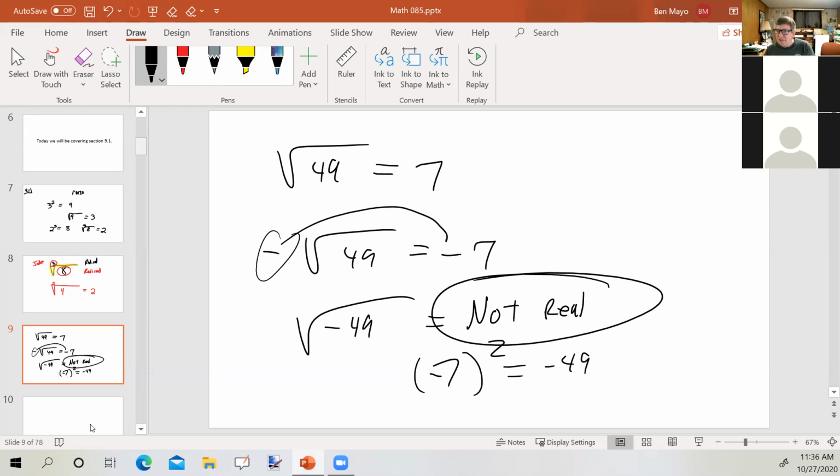Okay. And this leads to our first big rule. You can't take an even root of a negative number. So the index can't be a 2, 4, 6, 8, 10, 12, whatever, if the radicand is negative. You can't take an even root of a negative number. All right? Make note of that. That's going to be important throughout this chapter.